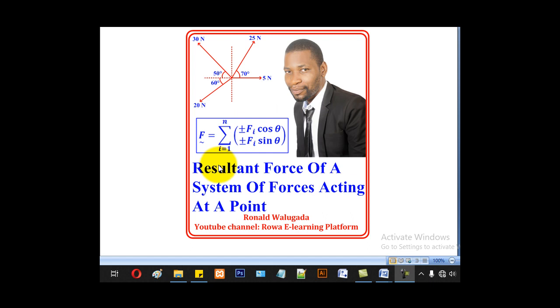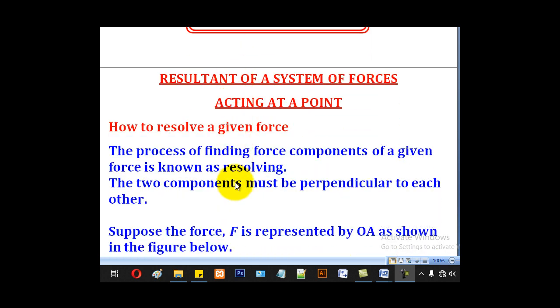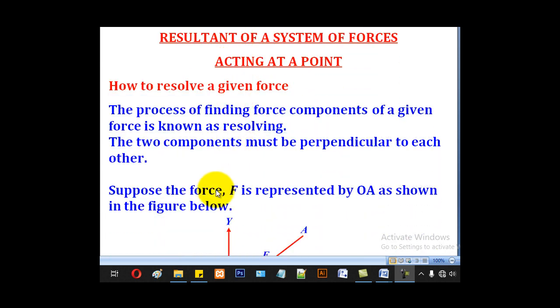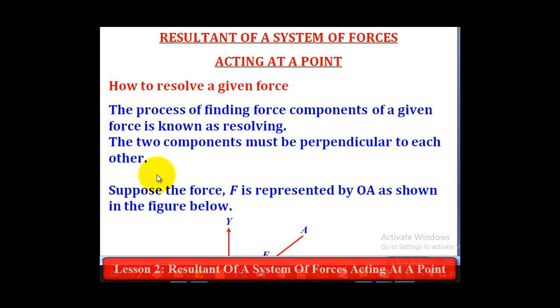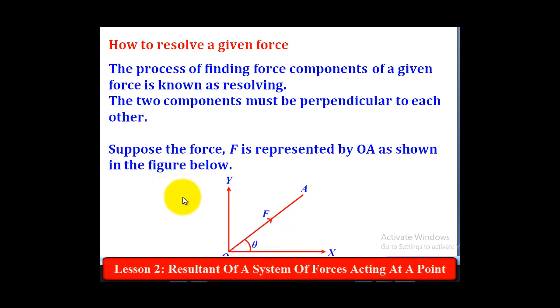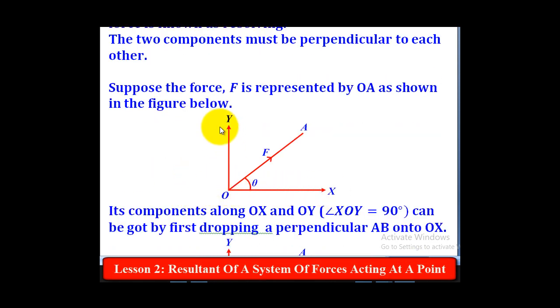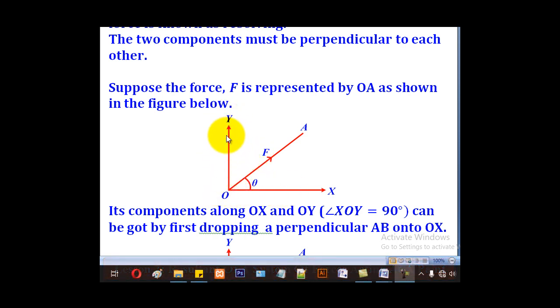of a system of forces acting at a point. So we shall start by learning how resolving is done. The process of finding force components of a given force is known as resolving. The two components must be perpendicular to each other. So usually we use horizontal and vertical. So the angle between this and this will be 90. That's what we mean by the word perpendicular.